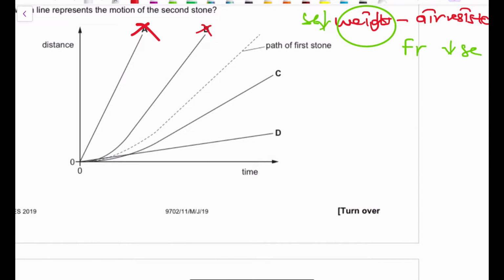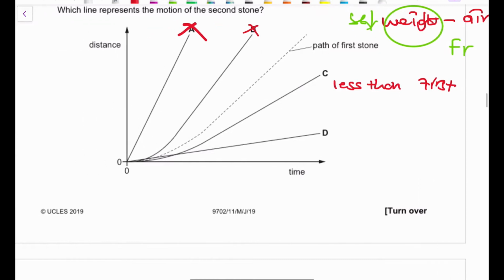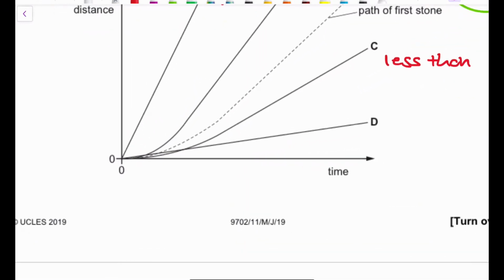With C, of course, the terminal velocity is less than the first, which is quite correct. But if you look at D, the initial acceleration is not going to be zero. It's quite difficult to see on the screen, but if you follow D like this, like this, like this, it's going to be a straight line like that. There's no way the initial velocity is going to be zero.